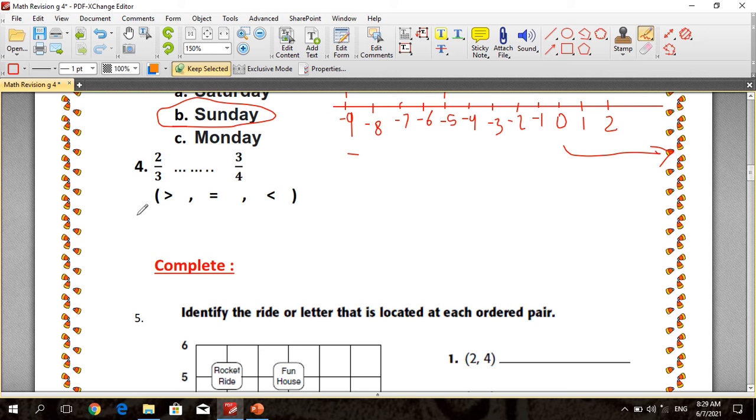Now let's see the next one. Here we have 2/3 and 3/4. We have two fractions, and he wants you to compare them and tell which fraction is greater, or maybe both are equal. When we have different numbers in the numerator and denominator, we make cross multiplication. We'll start from the bottom: 4 times 2 equals 8. Then 3 times 3 equals 9. Which is bigger, 8 or 9? Of course 9. So 3/4 is greater than 2/3.